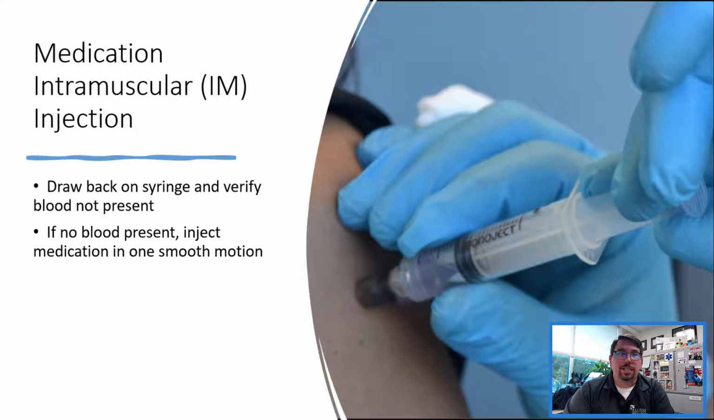Once our needle is in, we want to draw back on the syringe to verify that blood is not present. If blood is present, we need to remove the needle, remove the medication without administering it, dispose of it properly, and then repeat our procedure. Draw up a new medication with a new syringe, a new vial, a new needle, clean our site again, and then perform that injection. In this case, if we hit a blood vessel, we don't want to administer it directly into the venous system.